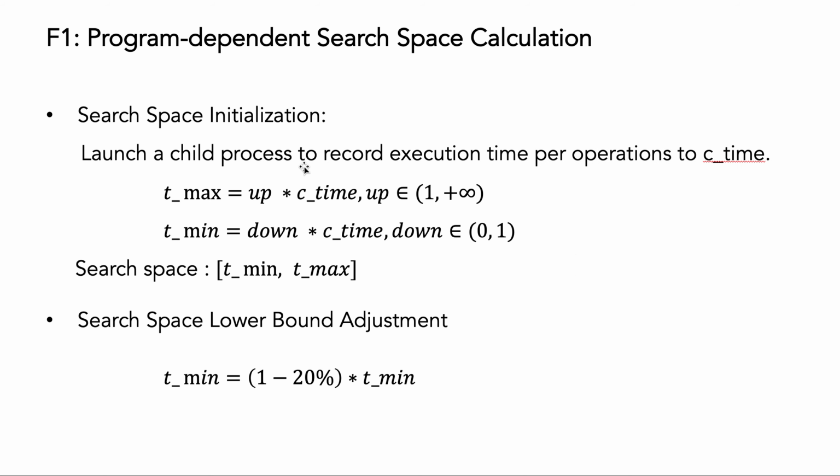In order to initialize the search space, we launch a child process to record the execution time of operations in one iteration and store the results in the variable setime. Then we set the upper and lower limits of the search space based on setime. We also reduce the lower bound of an operation if it fails to produce any interesting test cases for a long time.